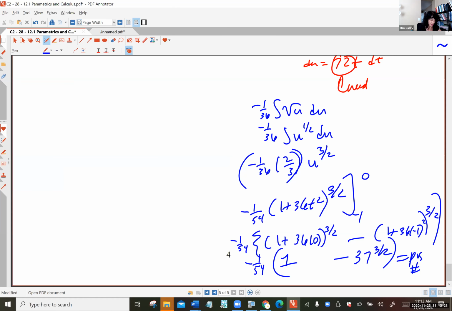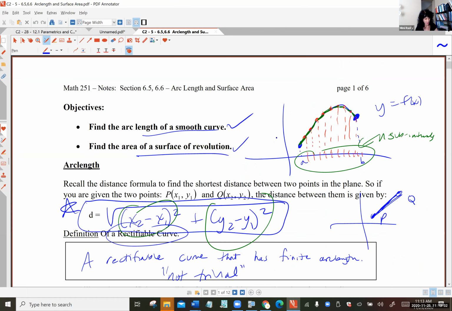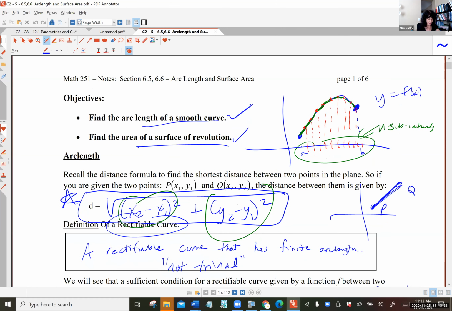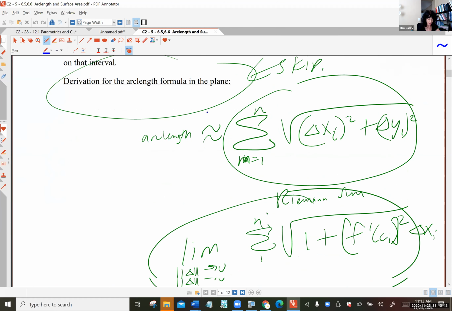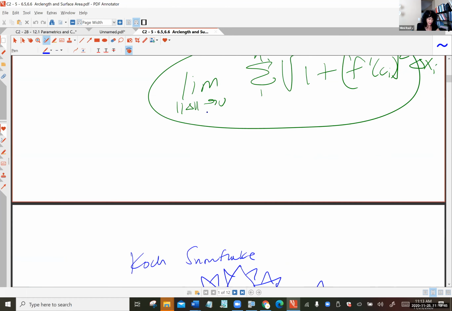Okay, so here's a nice blast from the past for those of you who are still with me. Do you remember back in section 6.5 when we did arc length? Here's some of your old lecture notes. Oh, did we really do that? Yeah, we did. You were there.